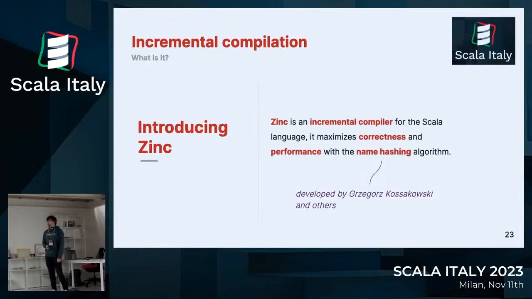So in Scala, we have an incremental compiler called Zinc. It's bundled with build tools such as SBT and Mill and scala-cli, and probably more. It's a compiler that maximizes the correctness and performance when calculating the incremental changes. And it uses this thing called the name hashing algorithm to detect changes.